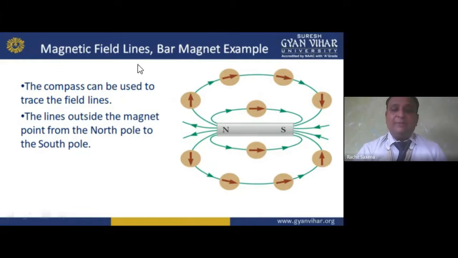Now, the compass can be used to trace the field lines. Through the compass, the needle is there, and we can trace it, moving along. The lines outside the magnet point from the north pole to the south pole. This is shown by the flux line, showing you north pole to south pole. So here is a bar magnet.